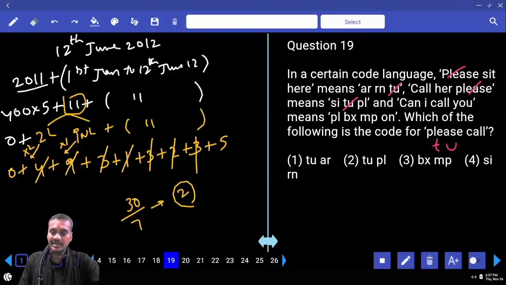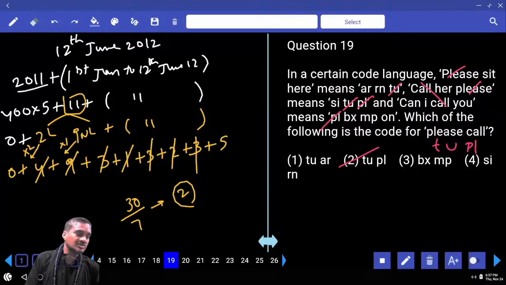Then, "can I call you?" Now between "call her please" and "can I call you", "call" is the only word that is common. As "call" is the word that is common, what is the code? PL. And the code for "call" is PL. And so TUPL is the answer to question number 19.